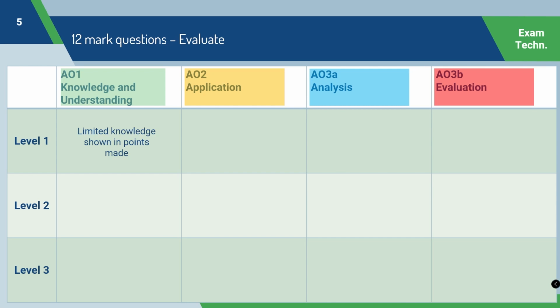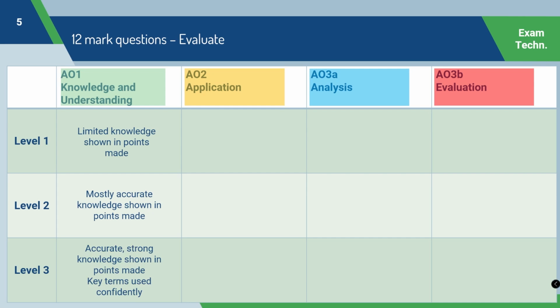For knowledge and understanding, it's going to be about how good your points are and how much you're demonstrating your knowledge of the course through key terminology. So level 1, limited knowledge shown in the points you've made. Level 2, mostly accurate knowledge shown in the points you've made. Level 3, accurate, strong knowledge shown in the points you've made, and you're going to see confident use of key terminology there.